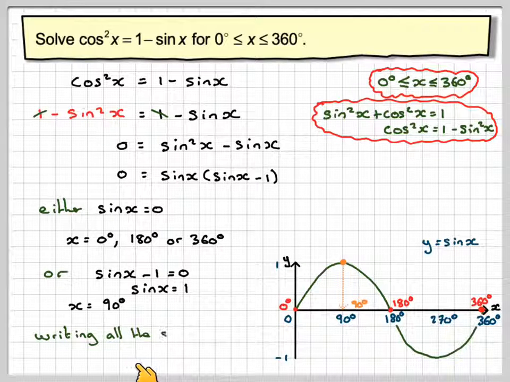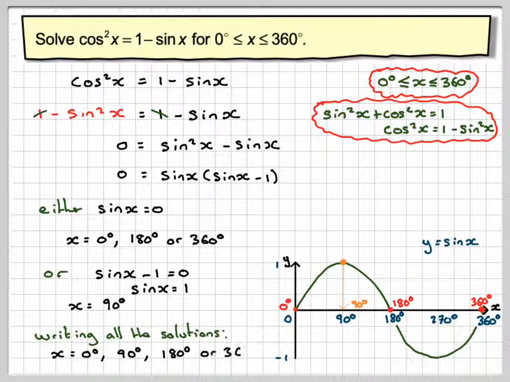So writing out all the solutions, we're going to get x is 0, x is 90, x is 180, or 360. We normally write out all the solutions in ascending order.